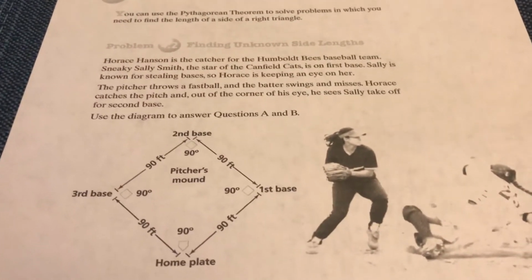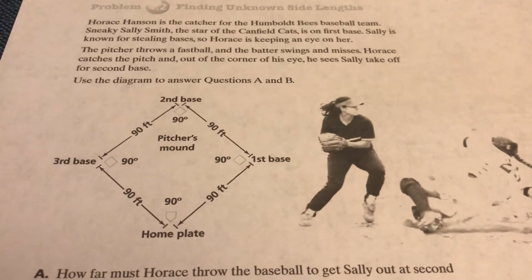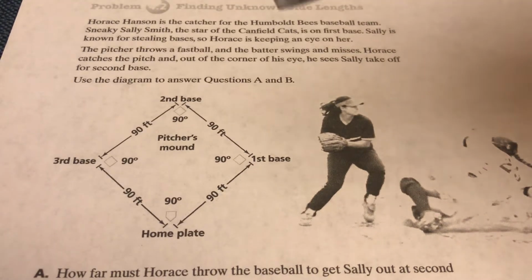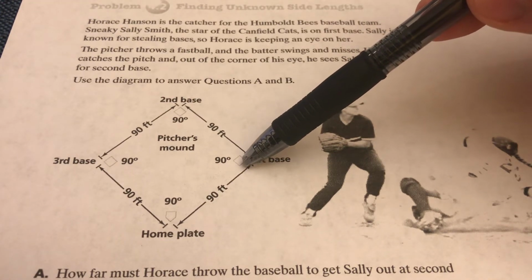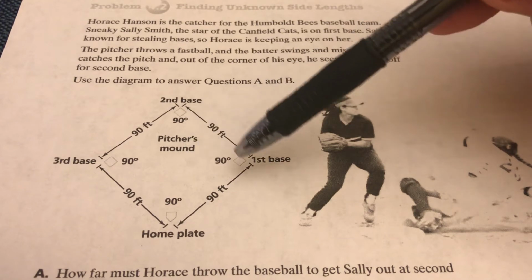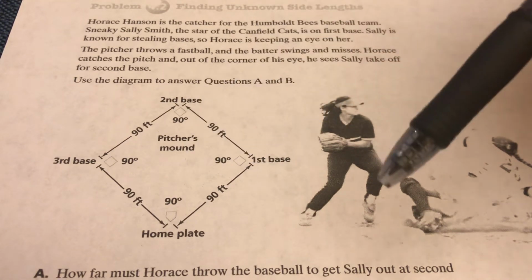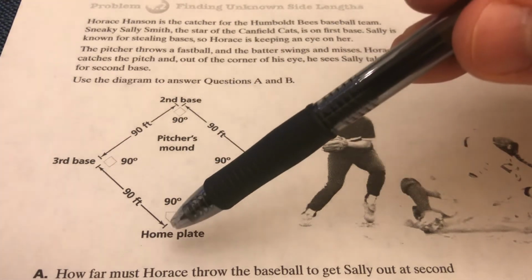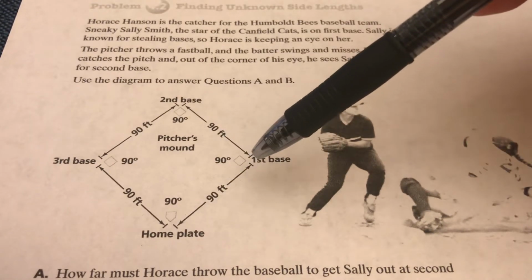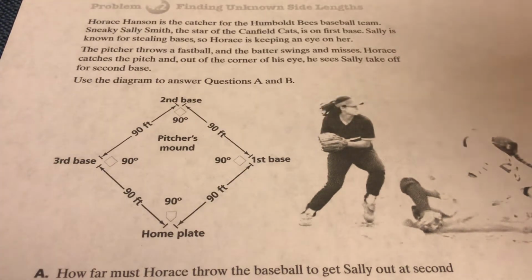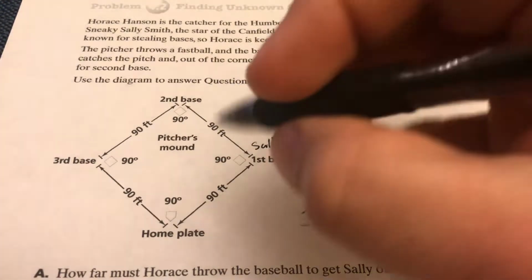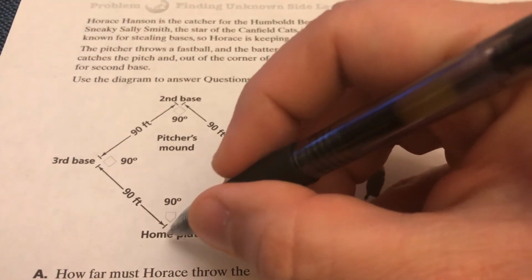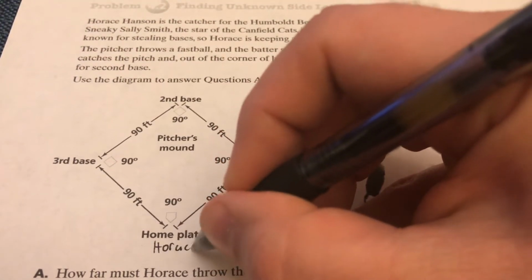So, we're working with a little bit of sports here. Now, you don't have to have a real deep understanding of the game of baseball to get this problem. In baseball, it's called stealing a base. If you run when the ball is not hit, like if the pitcher pitches it, you are allowed to run and try to get to the next base. That's called stealing. So Horace is at home plate. Sally is going to be at first base. So I'm going to go ahead and label that right here. That's where old Sneaky Sally is. And then Horace is going to be down here at home plate.